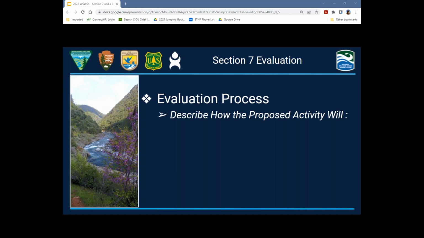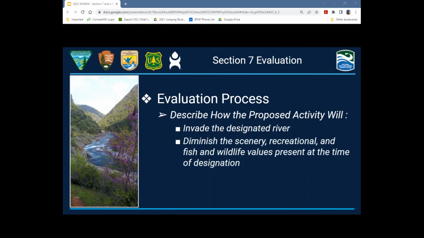The evaluation of the project would include information about the reservoir levels to determine if it would invade the designated river. I mean, the backflow from that dam backing up, having dead water in your flowing river. Evaluation of the standard would also require determining the magnitude, extent, and duration of a proposed water resources project's effects on scenery, recreation, fish, and wildlife values at the time of designation.